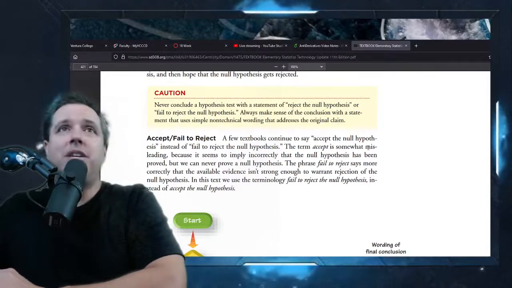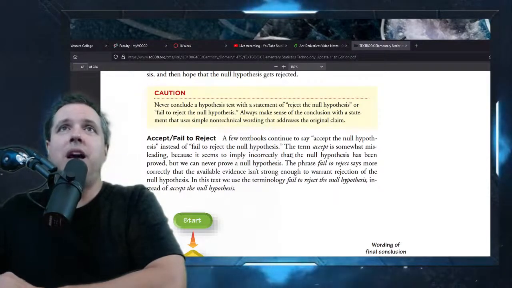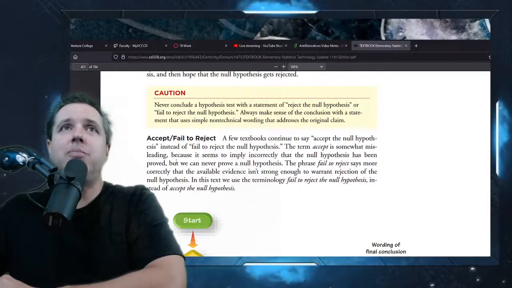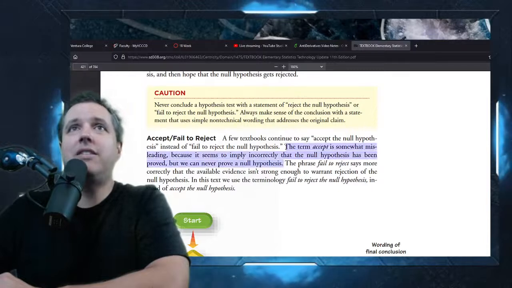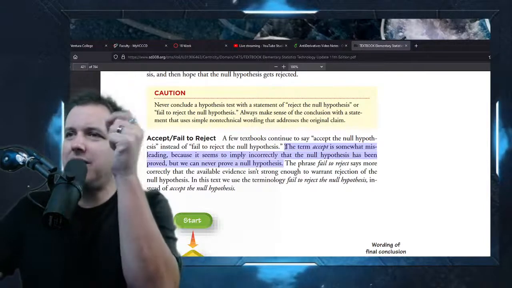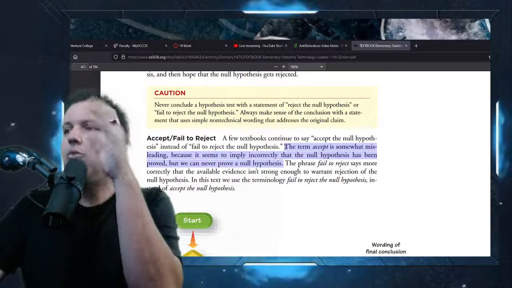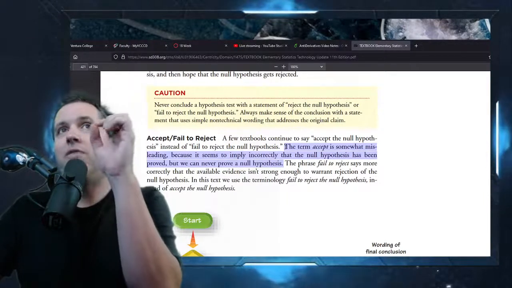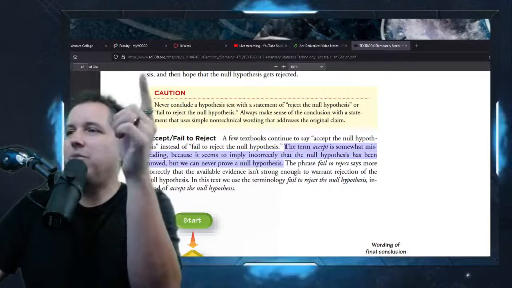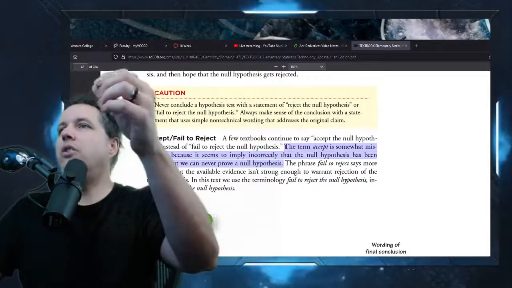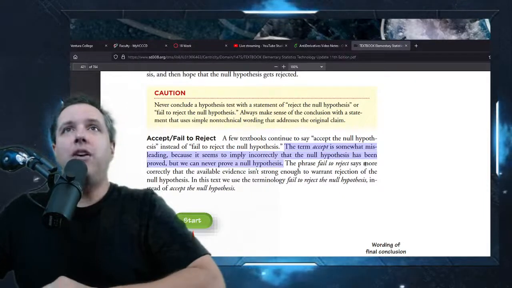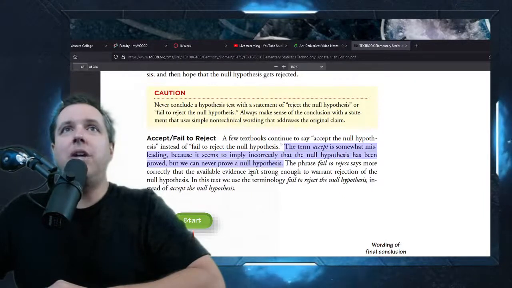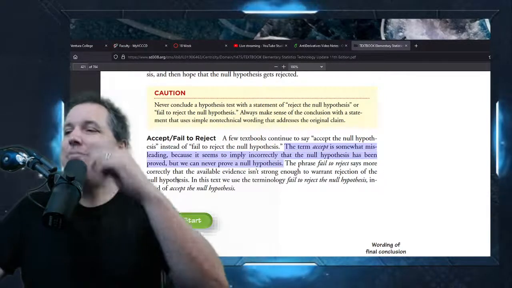The term accept is somewhat misleading because it seems to imply incorrectly that the null hypothesis has been proved, but we can never prove a null hypothesis, right? Once you understand how the statistics behind the hypothesis test works, which takes a little time, so you may not be there yet, you realize, oh, I see why it can't support the null. We can only support the alternative, okay? The phrase fail to reject says more correctly that the available evidence isn't strong enough to warrant rejection of the null hypothesis, but it doesn't mean it's true.